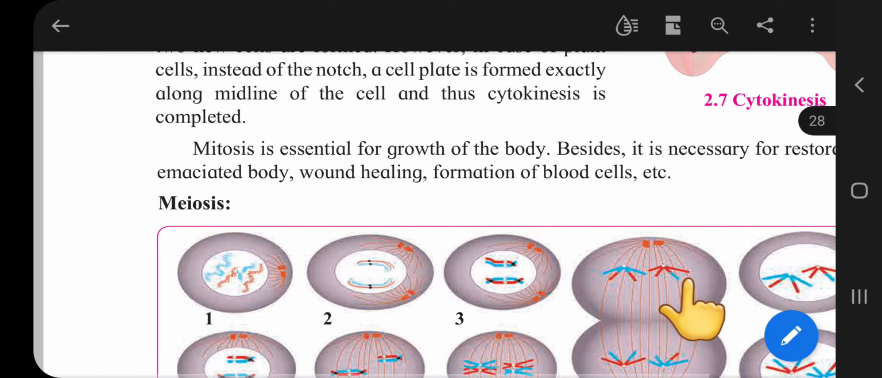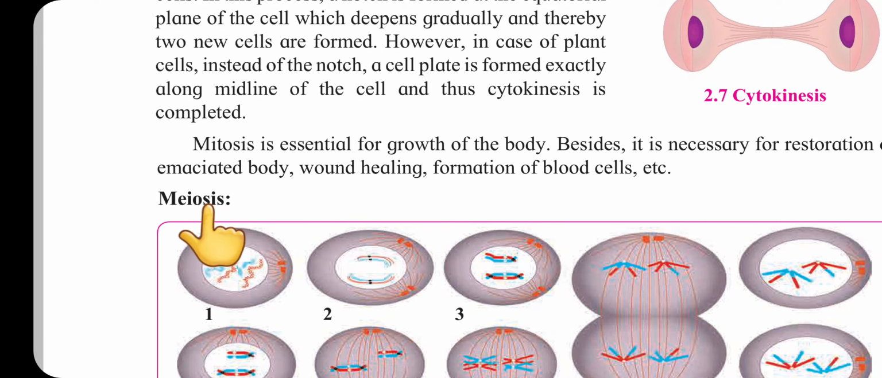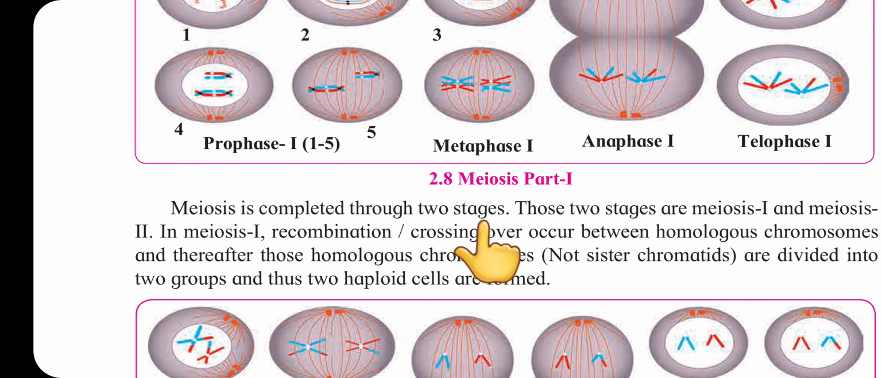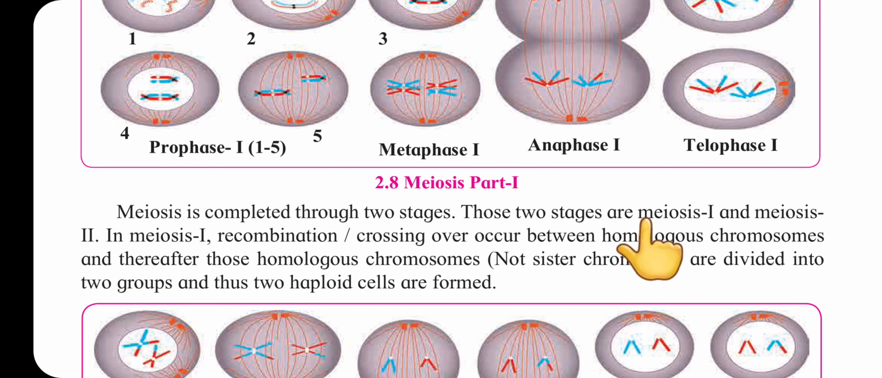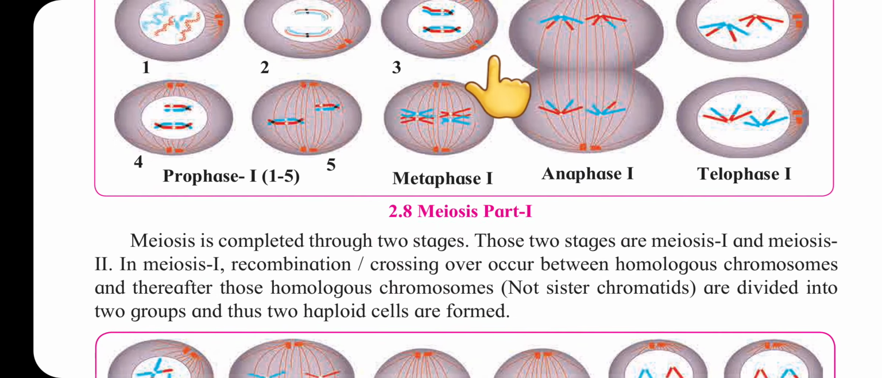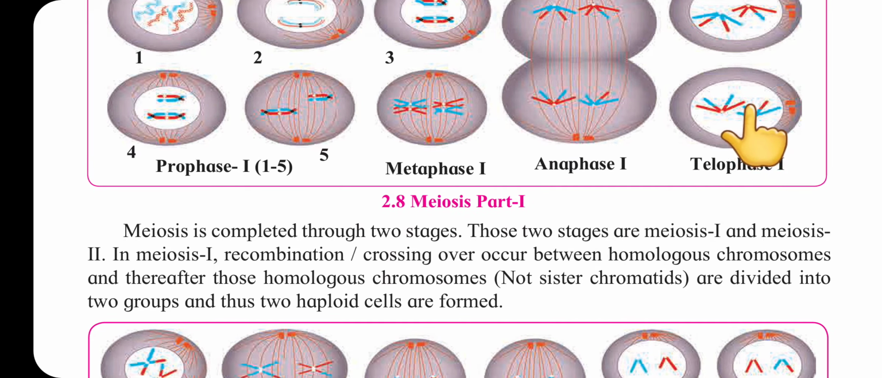Now we'll learn about meiosis. Meiosis is completed through two stages. Those two stages are meiosis 1 and meiosis 2. In meiosis 1, recombination or crossing over occurs between homologous chromosomes, and thereafter those homologous chromosomes, not sister chromatids, are divided into two groups, and thus two haploid cells are formed. In this stage, these are the two haploid cells.